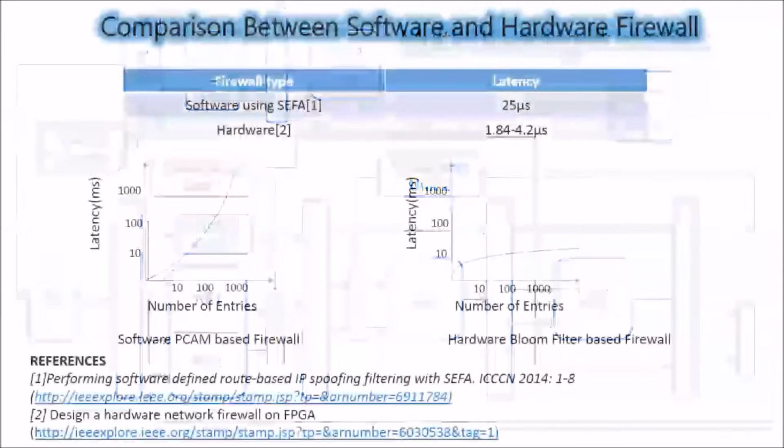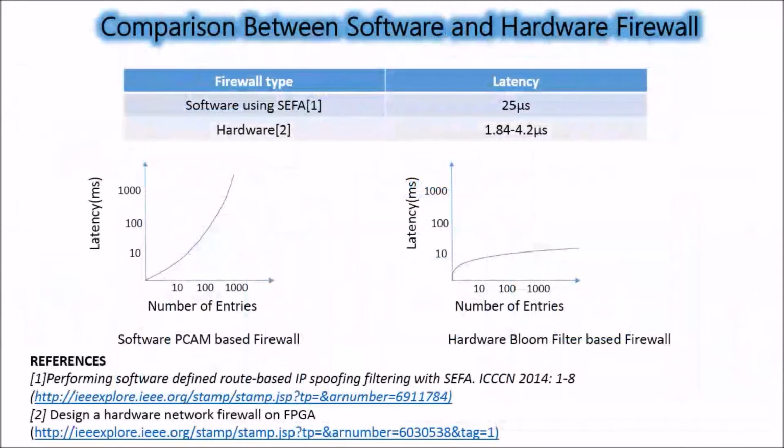is thread 2. A comparison between software and hardware firewalls. We have picked up a generic software firewall which is based on SCFA as well as a hardware firewall. The latency advantage can be clearly seen here for the hardware firewall, and we can explain this using the two graphs below. For a software PCAM based firewall, the latency increases linearly with the number of entries, which points to the searching algorithm having a complexity of O(n).